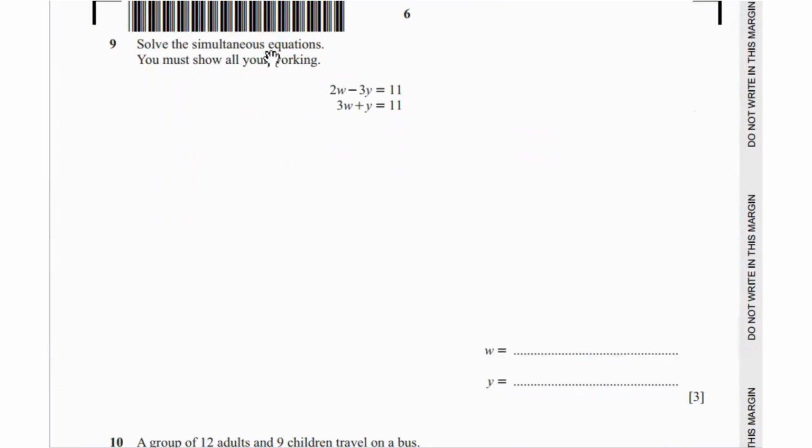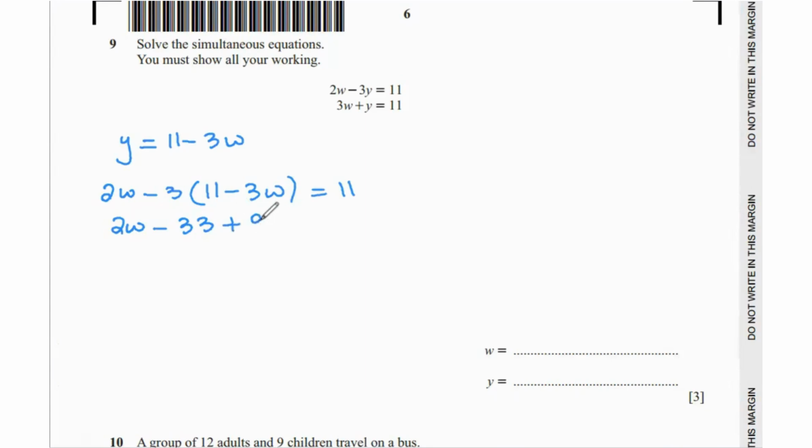Next question says, solve the simultaneous equations. You must show all your working. For this, I'm going to use the substitution method because I can easily make y the subject in the second equation. Y would equal 11 minus 3w. Then I'm going to substitute this in the first equation. So 2w minus 3(11 minus 3w) equals 11. As you can see, the entire equation is just in terms of w now. There is no y. Expand the bracket.